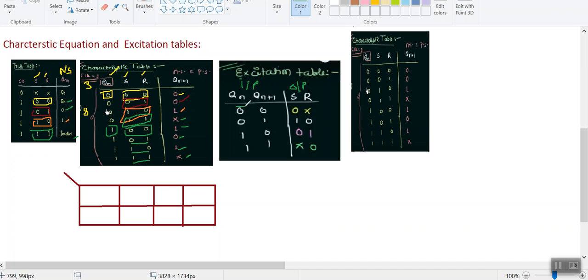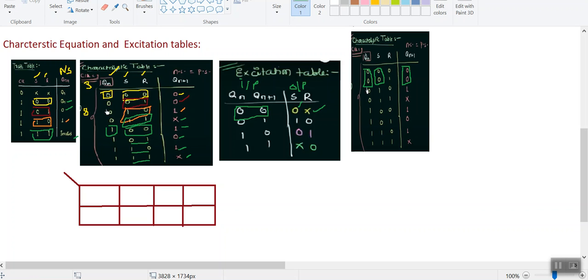Again Qn is equal to 0 and Qn plus 1 is also 0. I am representing with green color. Here we can observe Qn is equal to 0 and Qn plus 1 is also 0. So both the cases I considered here. Therefore S is constant, so my S value is 0. That's what I kept here, S value as 0. Whereas the R value is varying from 0 to 1, therefore I considered it as a don't care.